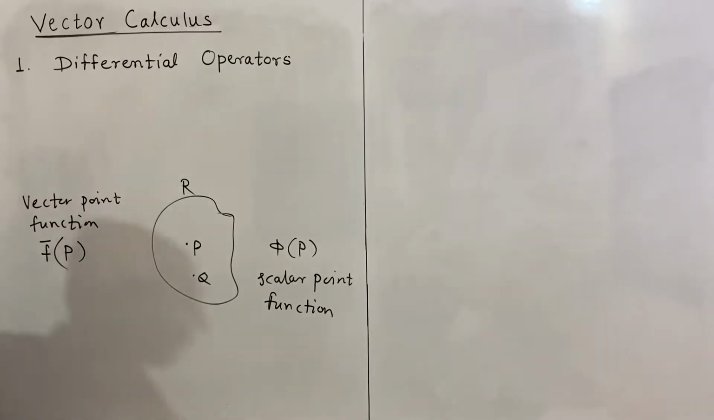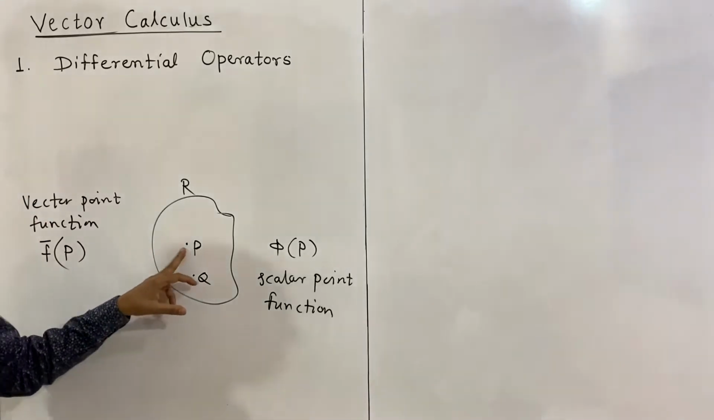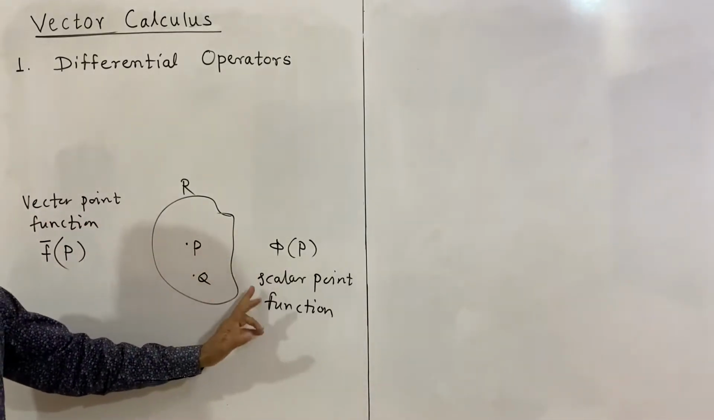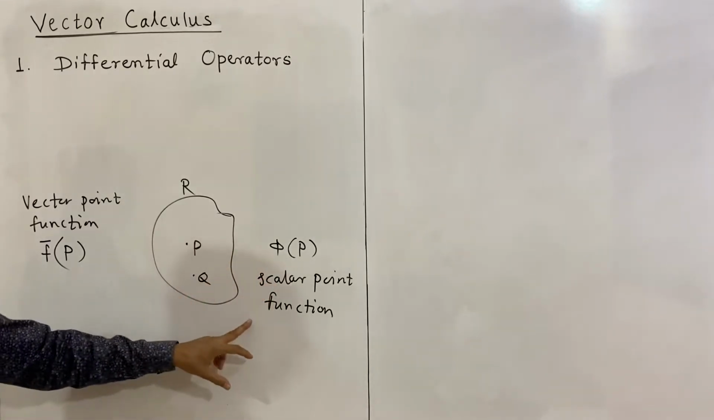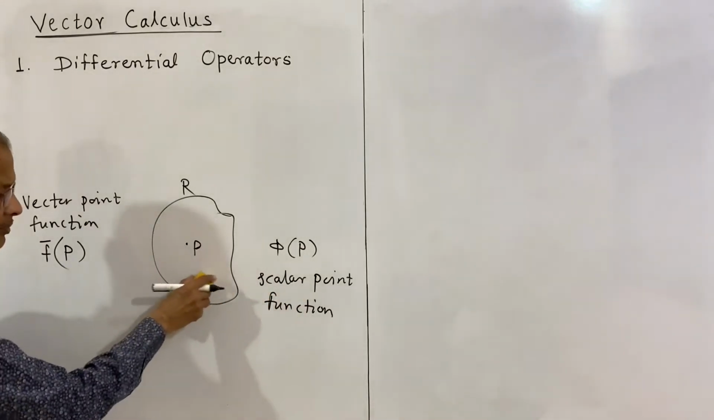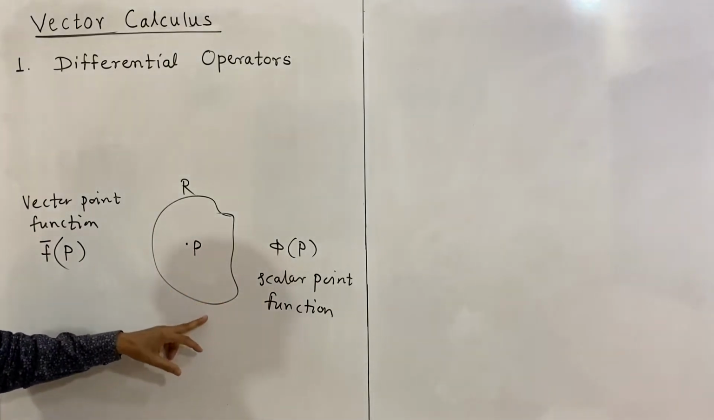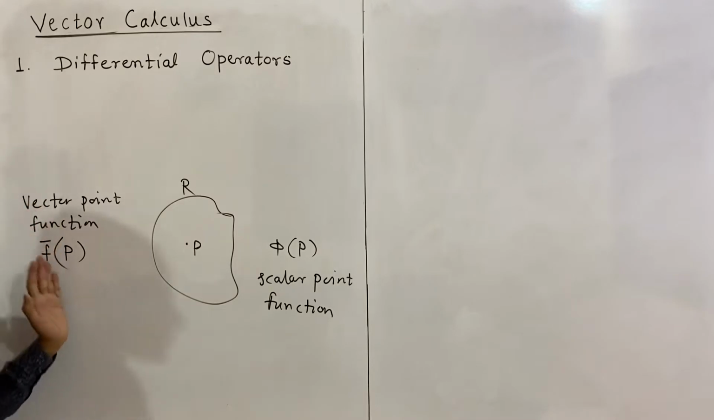And for example, vector point function may be velocity at time t, or acceleration or force, etc. These are vector quantities, and these will be scalar quantities, which are temperature, mass, density, etc. If these are associated with the point, then if the quantity is scalar, the function will be called scalar point function. Why is it called point function? Because it is defined at a particular point P, a value at that point, and therefore it is a scalar point function, or similarly a vector point function if the quantity is a vector quantity.